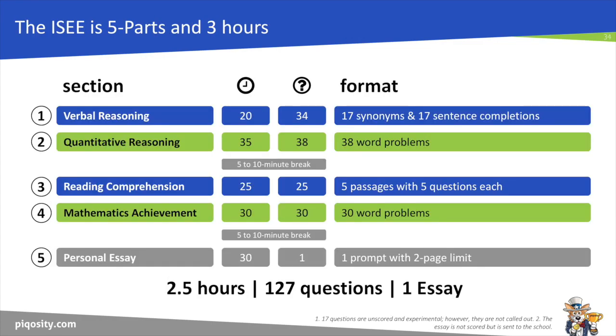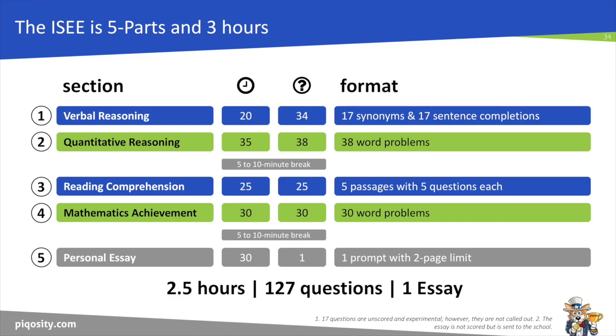The ISEE Lower Level is a 5-part, 2-hour and 20-minute test with 2 breaks lasting between 5 and 10 minutes each. Students will be tested on their knowledge of vocabulary, reading, writing, and math. High-achieving students at competitive schools should have already learned most of the tested concepts by the end of their first semester in 4th grade. However, there will be some questions that ask about concepts that students have not learned, as the ISEE Lower Level is the same test taken by students applying to both grades 5 and 6.